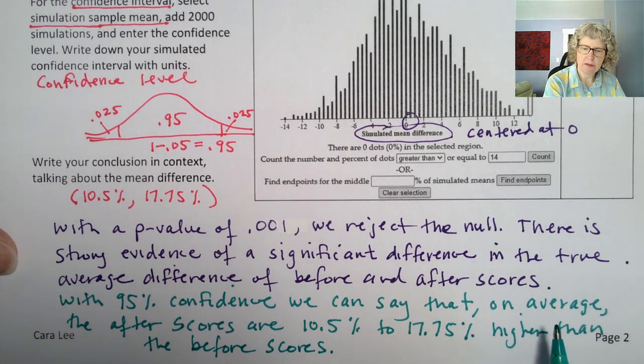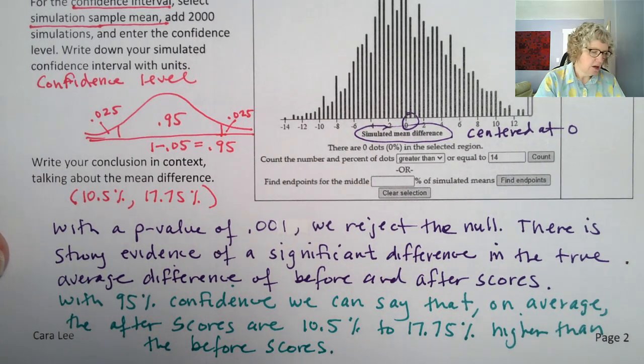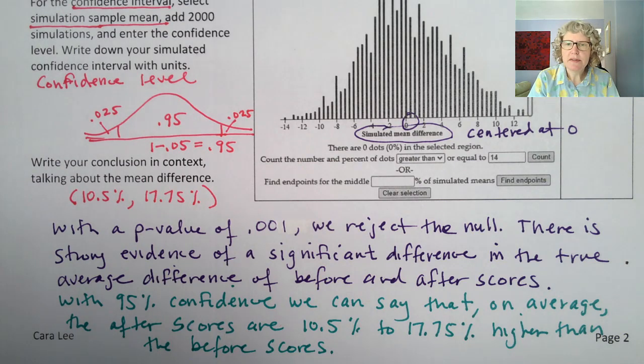So there's a few different ways you could word that. So make sure you have on average, or you could frame it as the average difference is between blah, blah, blah. Okay, great. So let's continue this example, but we'll do it for the theoretical method in the next video. So I'll see you there.